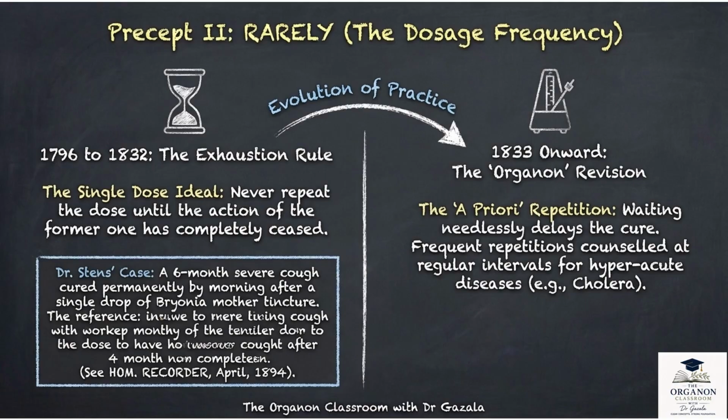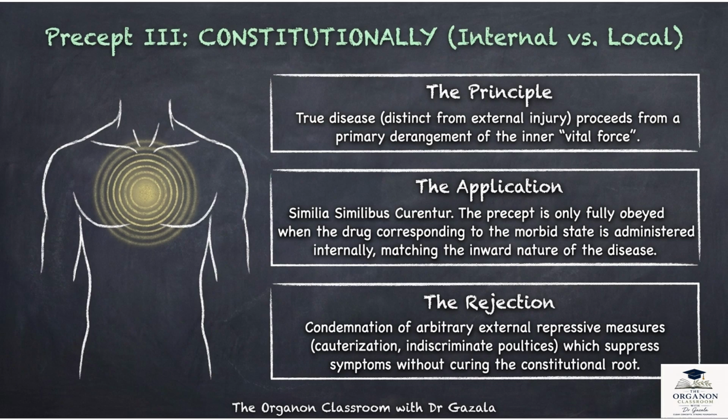All right. We now come to an important precept, which is the principle of internal administration and the use of topical treatment. So, that is internal versus local. How to administer the remedy constitutionally. If homeopathic treatment is directed towards the patient as a whole, does that mean local applications are never justified?